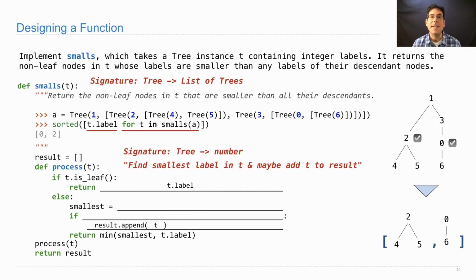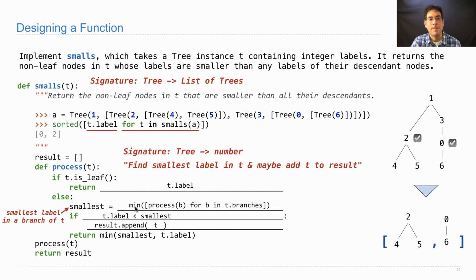The next thing I would do is write down what I've learned about smallest. Smallest is going to be the name for the smallest label in any branch of t, or any descendant of t. Once I know what it is, I can figure out how to use it, even if I haven't written down how to compute it yet. The condition under which I append t to the result is that t.label is less than the smallest thing in any descendant node. And finally, I have to compute that smallest thing, which is a minimization over a recursive call to process for every branch of t.